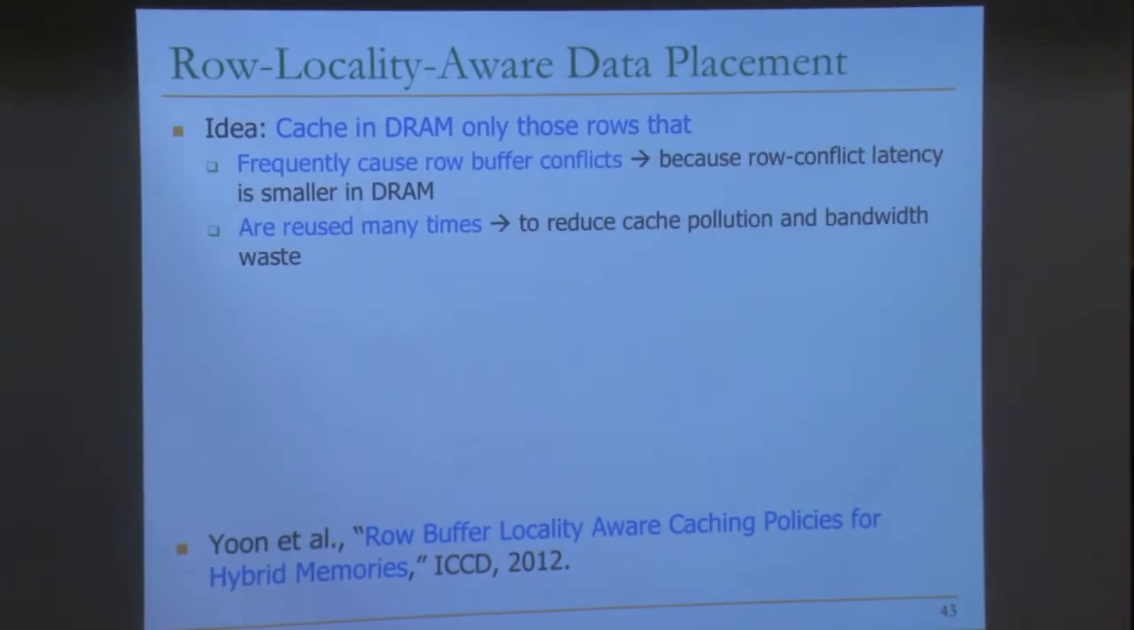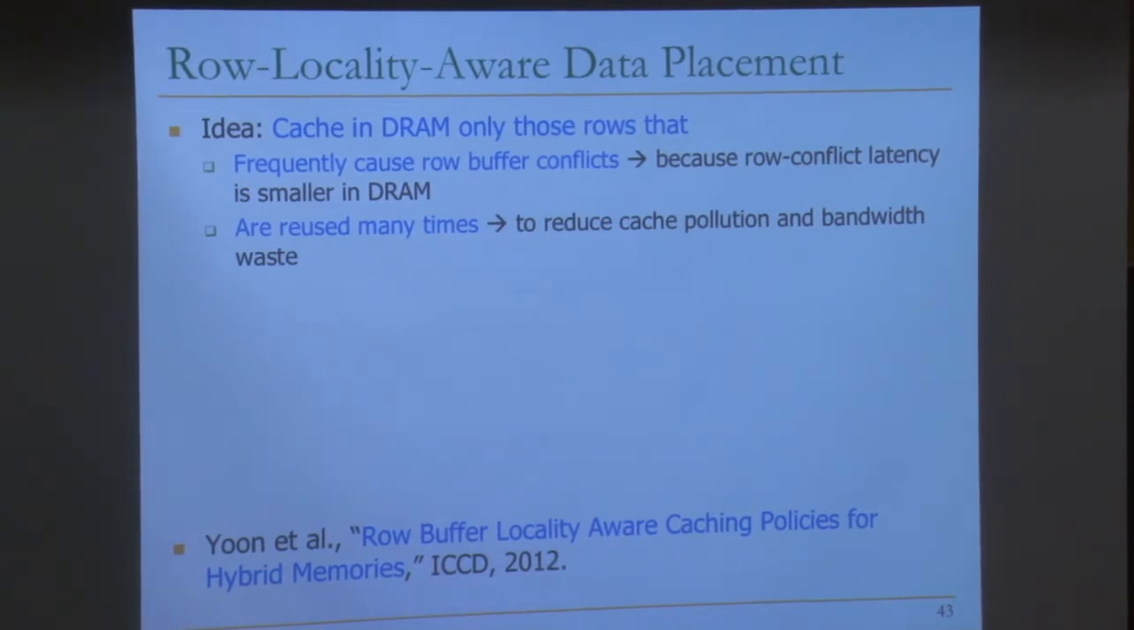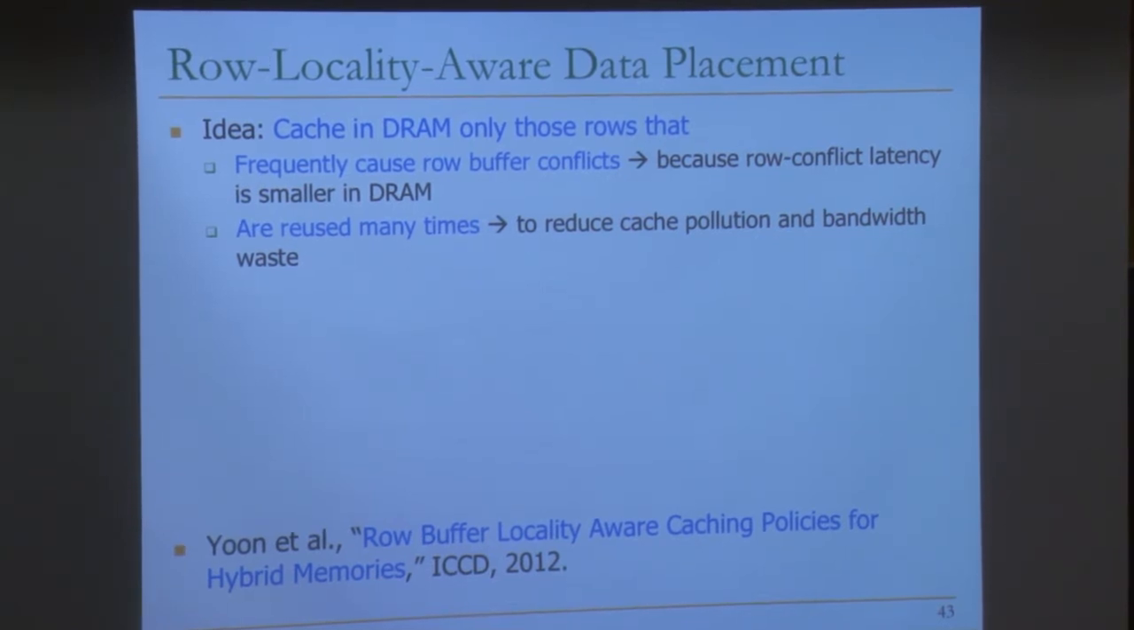Here's the key idea. We want to cache data in DRAM that frequently causes row buffer conflicts or misses. So if data, when we go to access it, is frequently not in the row buffer, let's try and place that in DRAM. And we also want to cache data that's reused many times, because then we'll get multiplicative benefits by putting it in DRAM. This reduces cache pollution, and also it doesn't waste bandwidth on data that's just accessed once and then never accessed again.